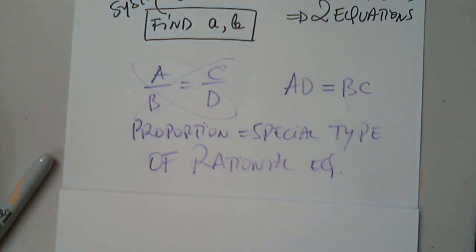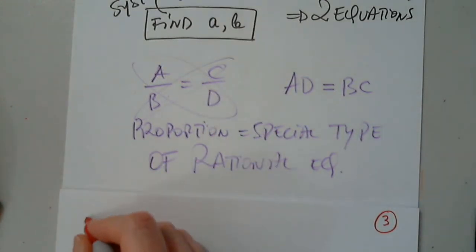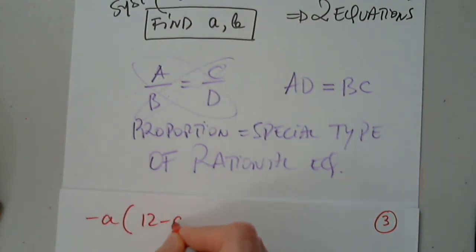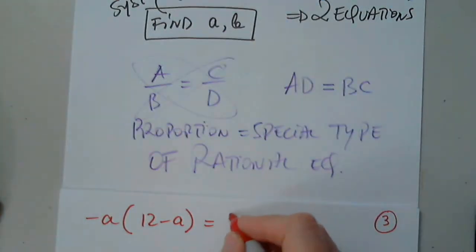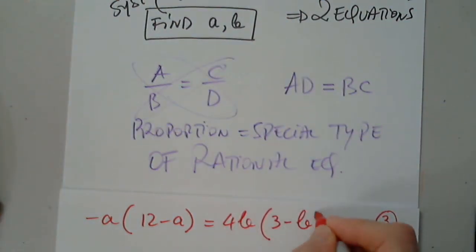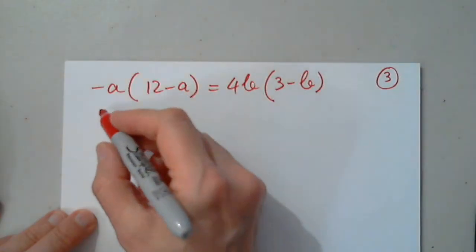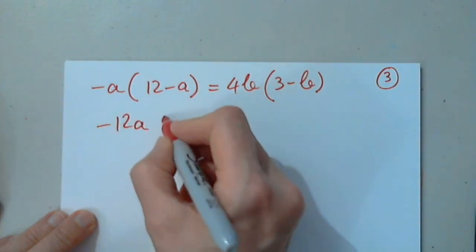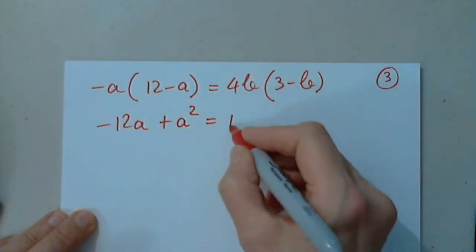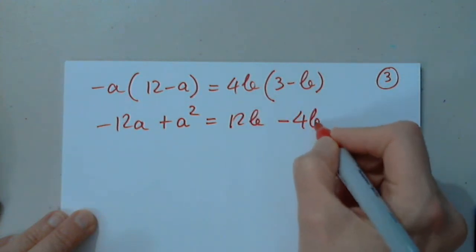Let's stop for a second and see if you have questions. I don't want to move on if you have any questions here. Anyone? Okay, so then I'm going to write negative a parentheses 12 minus a must equal 4b parentheses 3 minus b. Okay, so I distribute: negative 12a plus a squared, 12b minus 4b squared.